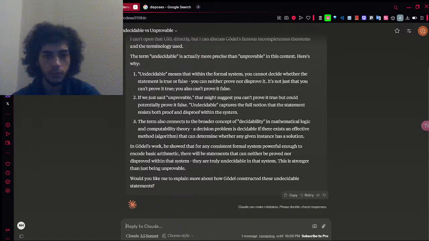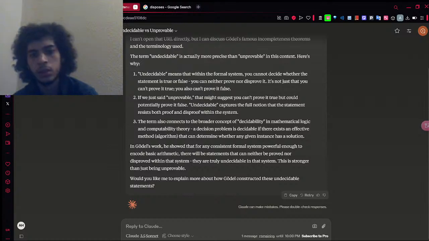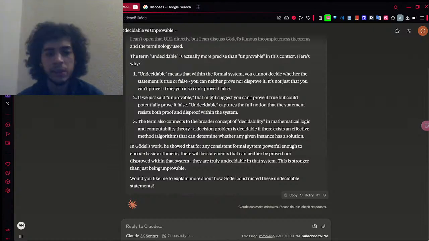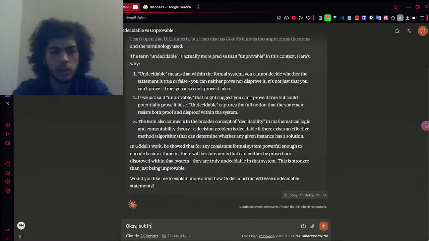In Gödel's work, he showed that for any consistent formal system powerful enough to encode basic arithmetic, there will be statements that can neither be proved nor disproved within that system. They are truly undecidable in the system. This is stronger than just being unproved. Okay, but I thought they are unprovable and true.